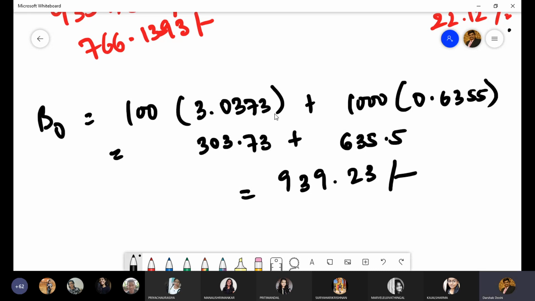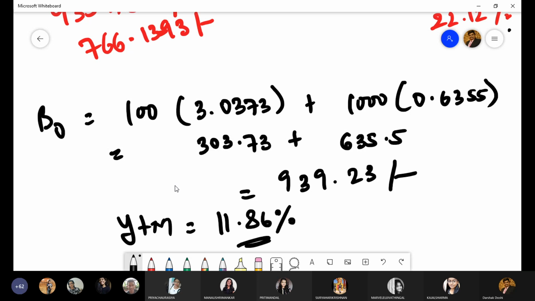Did everybody understand that the first part was in relation to the bond valuation and the second part was in relation to YTM, wherein the YTM answer is 11.86, perfectly correct. Surya, I don't know how you got 22.12%. I made a mistake in the middle. Now I understood. Okay.